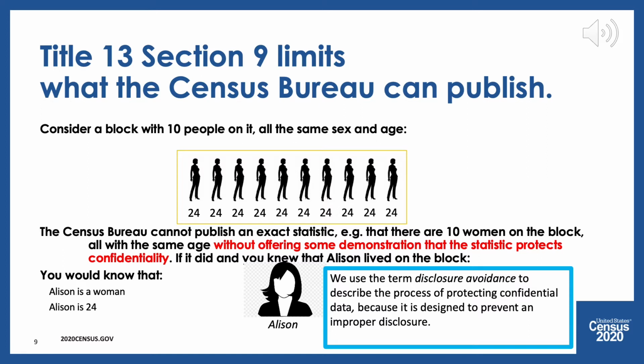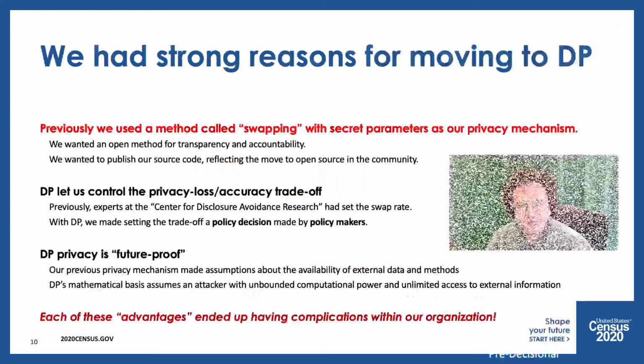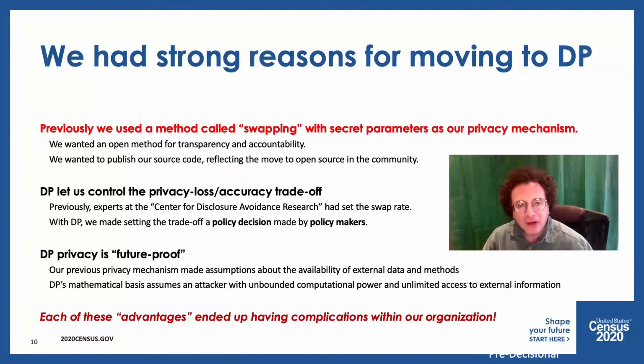At the Census Bureau, we use the term disclosure avoidance to describe this process of protecting confidential data. We use that because the process is designed to prevent an improper disclosure under Title 13, Section 9. Previously, we used a technique called swapping to protect the information that we collected when we published it. The problem with swapping was we couldn't release the actual details of the mechanism, and we couldn't release the parameters to tell people how much privacy protection it provided.